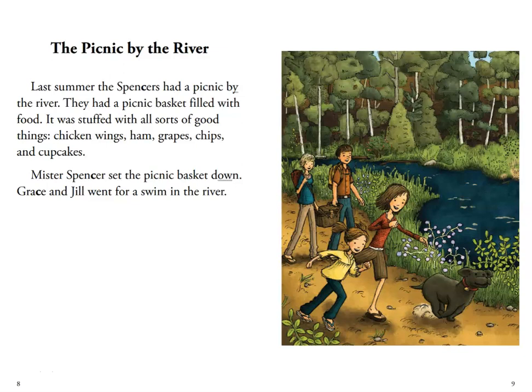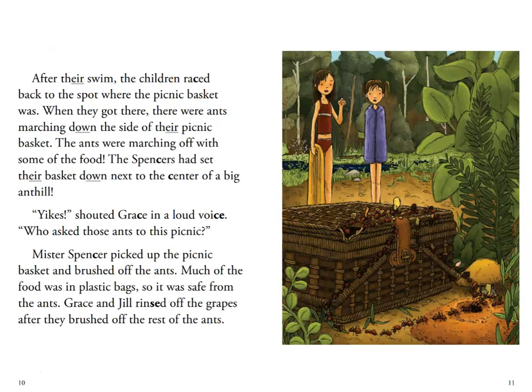Last summer, the Spencers had a picnic by the river. They had a picnic basket filled with food. It was stuffed with all sorts of good things: chicken wings, ham, grapes, chips, and cupcakes. Mr. Spencer set the picnic basket down. Grace and Jill went for a swim in the river. After their swim, the children raced back to the spot where the picnic basket was. When they got there were ants marching down the side of their picnic basket. The ants were marching off with some of the food.